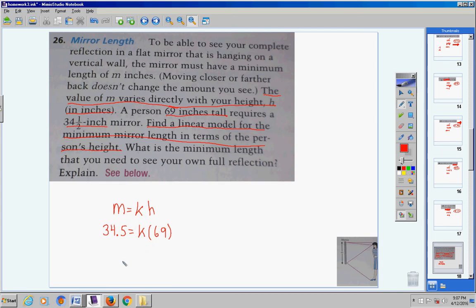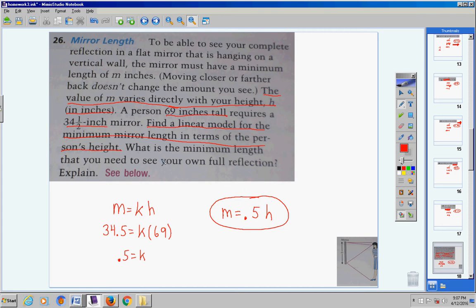I should have known that. So 0.5 equals k. So now I know what k equals. Pick up 0.5 and put it right here for k. So there's your model, and we're almost finished. Okay? There, we did what they said to do. We wrote a linear model, okay?